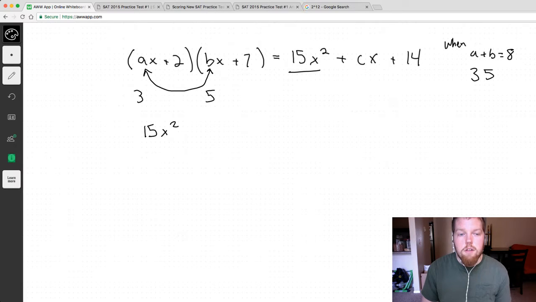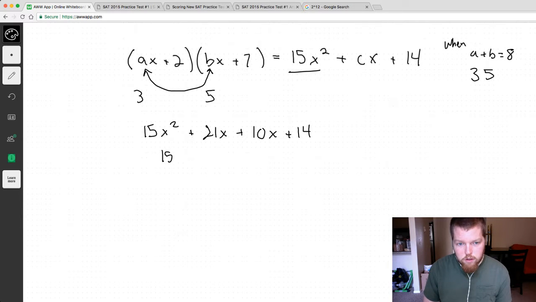Multiply the outside terms, I'd get plus 21x. Multiply the inside terms, I'd get 10x. And then multiply the last, I'd get 14. 15x squared plus 31x plus 14.